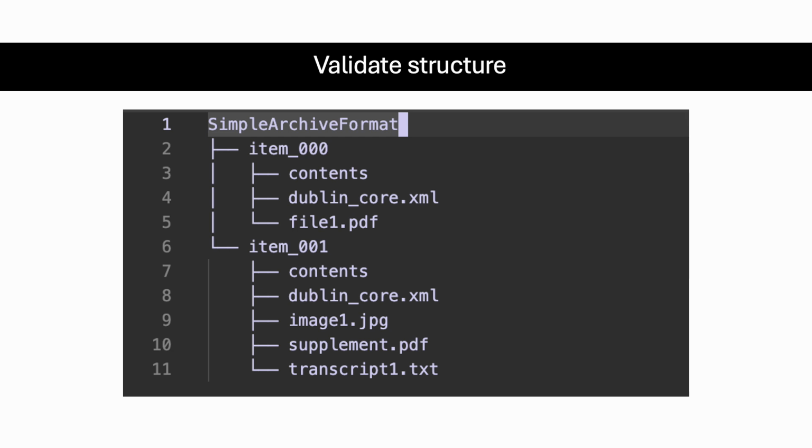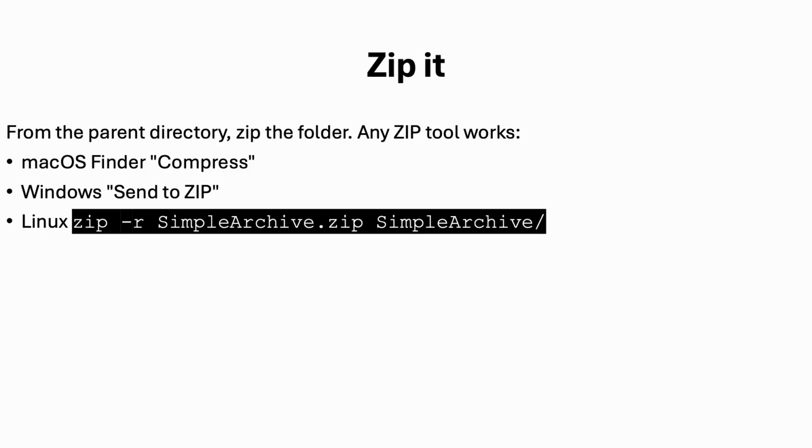Once you're done creating the SAF structure, you'll want to validate it, and it should look something like this, where your root directory contains subfolders for each item with the appropriate naming convention. Inside the subdirectories, you should have a contents file, a Dublin Core XML file, Bitstreams, and an optional collections file if you are uploading to multiple collections. Once you have validated the SAF structure, you are ready to zip the file. From the parent directory, zip the file using your operating system zip tool.